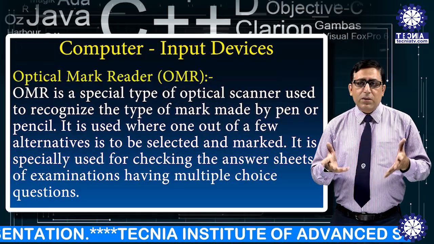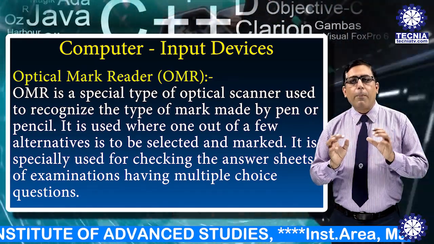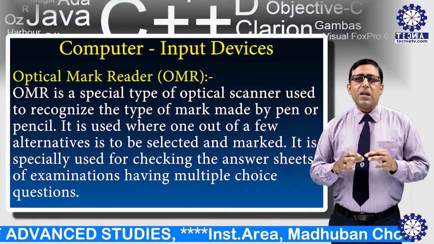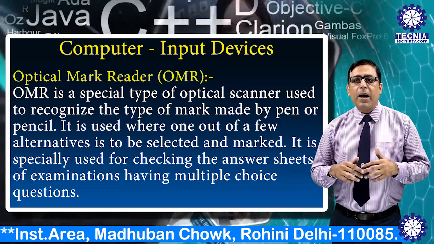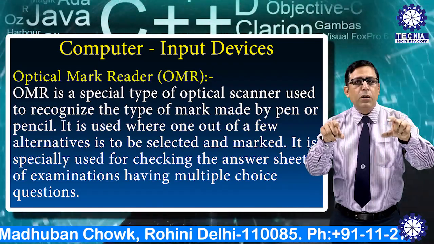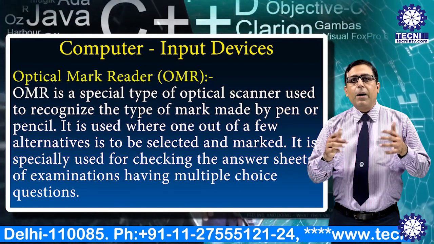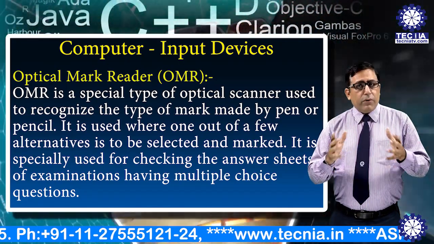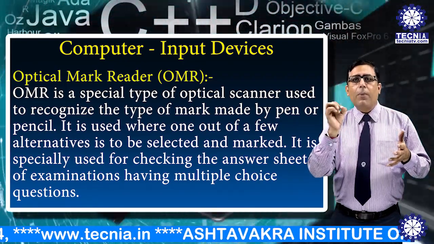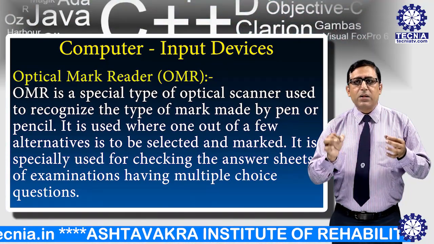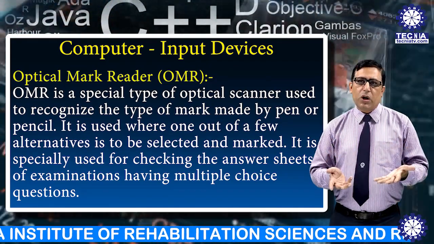Now we are coming to the next input device, that is optical mark reader. Sometimes it is known as OMR, optical mark reader. OMR is a special type of optical scanner used to recognize the type of mark made by pen or pencil. It is used where one out of a few alternatives is to be selected and marked. You have seen in your examination, we use the optical mark reader, OMR sheets, where you have to mark through the pen or pencils, and it reads only the circles marked. It is specially used for checking the answer sheets of examinations having multiple choice questions.